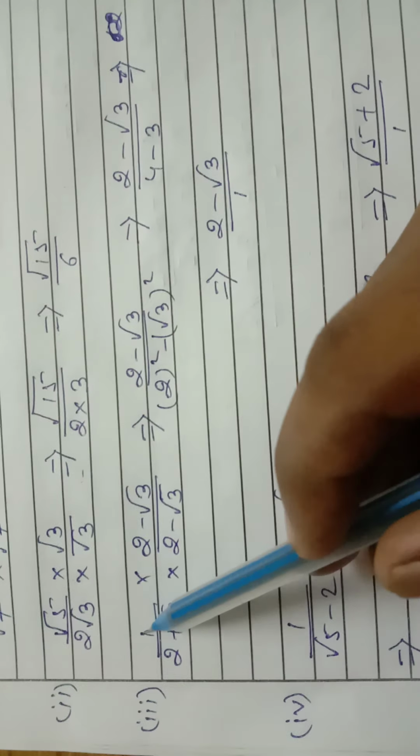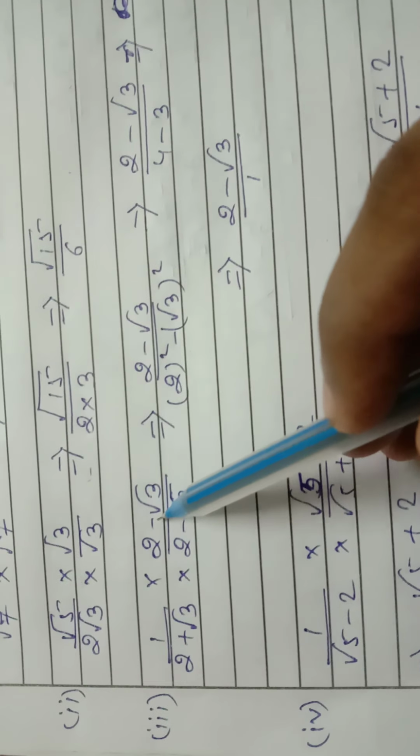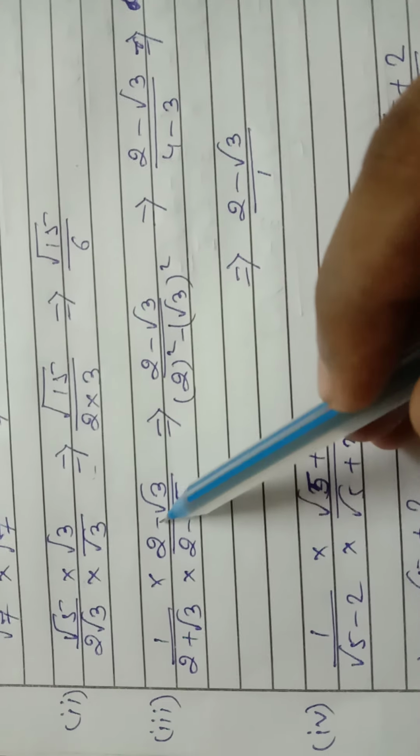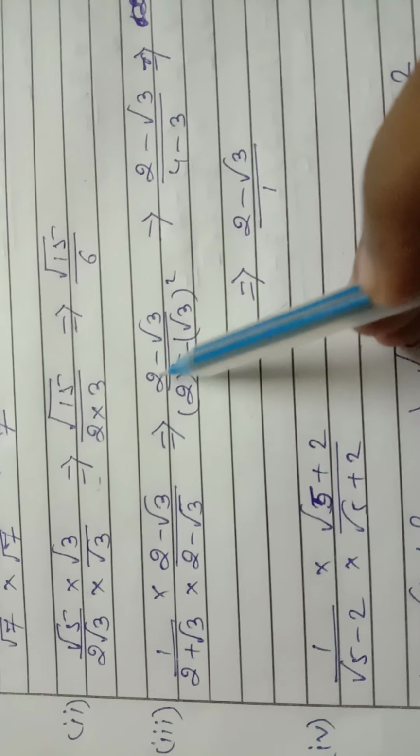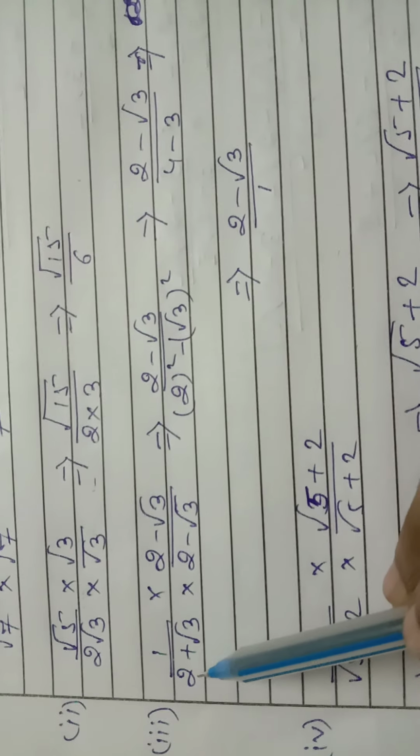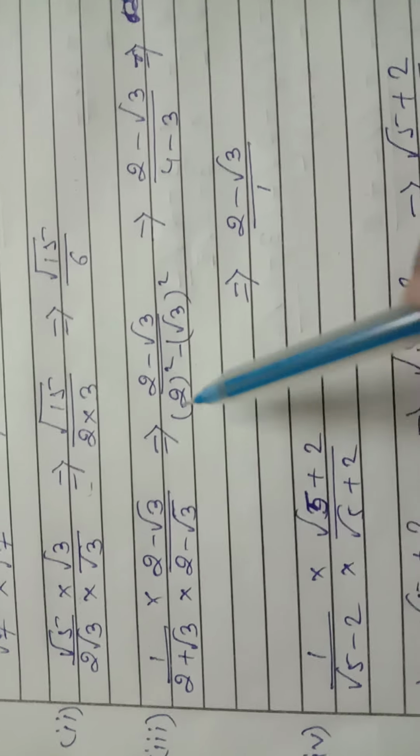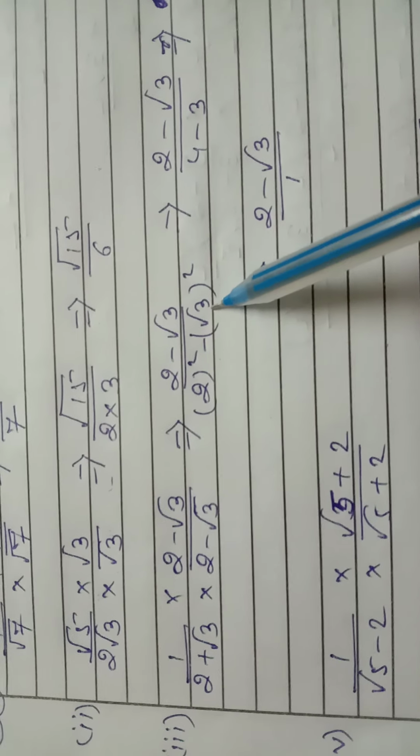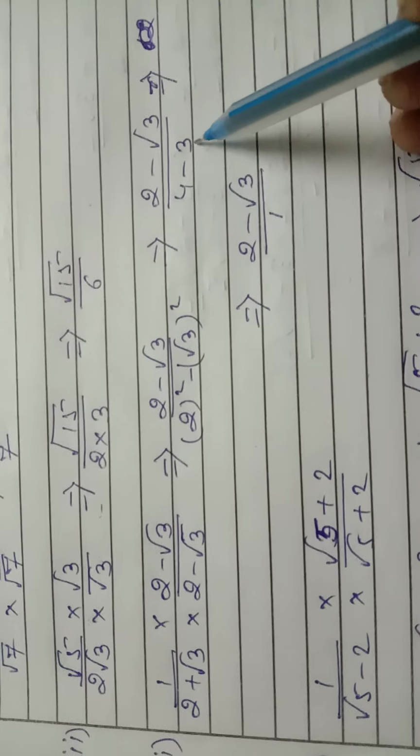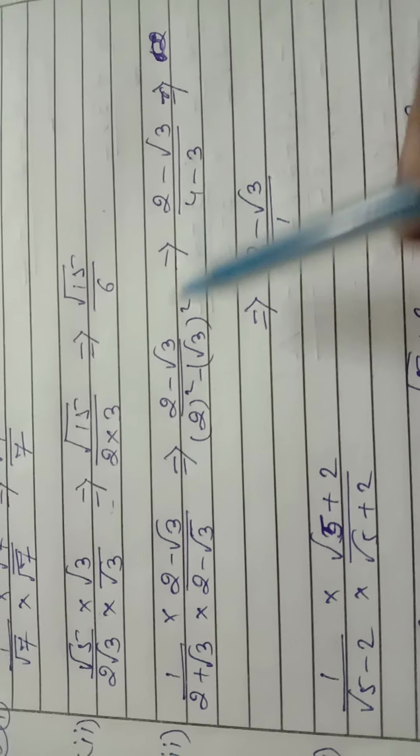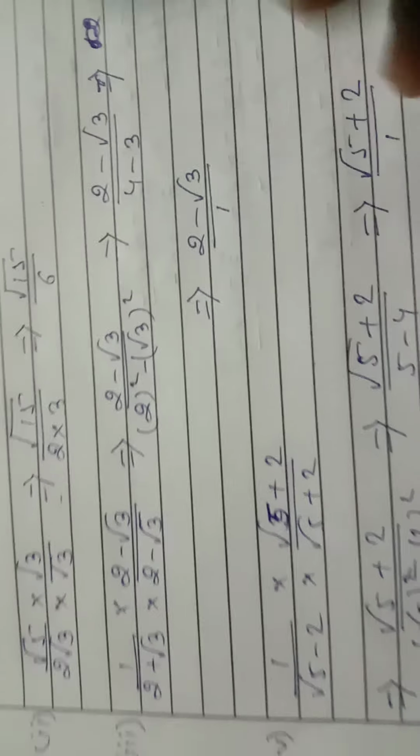Question number 3, 1 by 2 plus root 3. Multiply the same number but with the opposite symbol. Plus is here, so we multiply by minus. So 2 minus root 3. Here we got a formula. Can you see here? A plus b, a minus b, which becomes a square minus b square. The 2 square is equal to 4 and 3 square equals 3. On top the same number you will get. 4 minus 3 as 1.